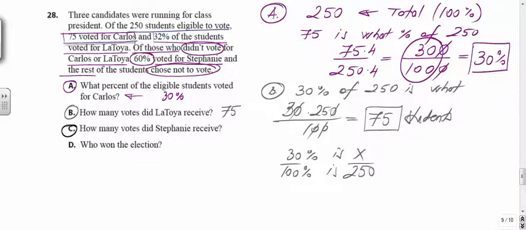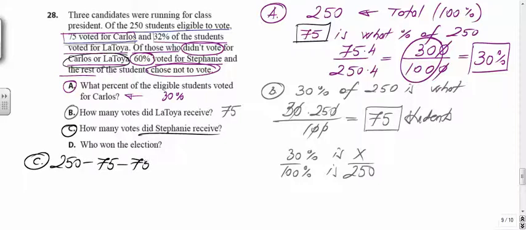How many votes did Stephanie receive? Okay, well, the problem is saying that of those who didn't vote for Carlos or Latoya, okay, how can we find that? Well, how many voted for Carlos? 75. How many voted for Latoya? 75. We need to subtract these numbers from 250. So C will be 250 minus the people who voted for Carlos minus the people who voted for Latoya, and this will leave us with 100 people.